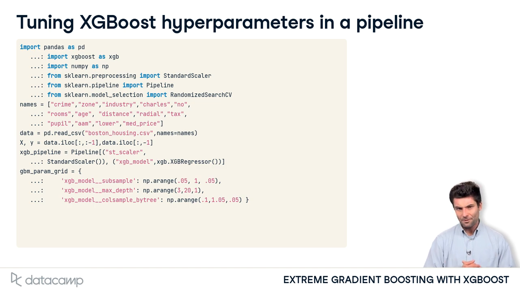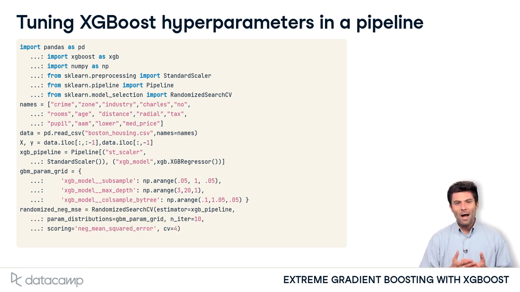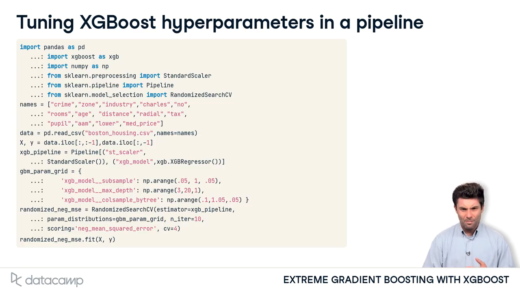In the example, we will tune subsample, max depth, and colsample_bytree, and give each parameter a range of possible values. We then pass the pipeline in as an estimator to RandomizedSearchCV and the parameter grid to param_distributions. Everything else is as you've seen before, with appropriate scoring and cross-validation parameters passed in as well. Once that's done, all you need to do is fit the RandomizedSearchCV object and pass in the X and y objects we created earlier.